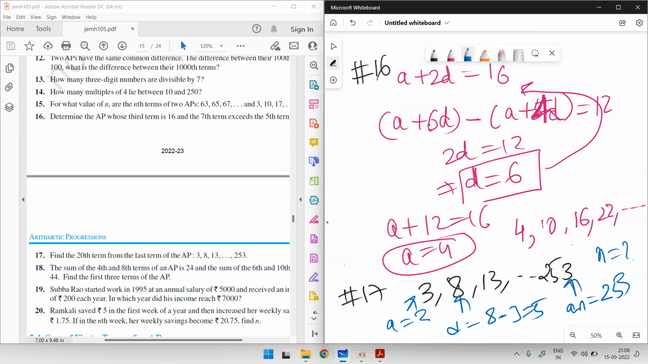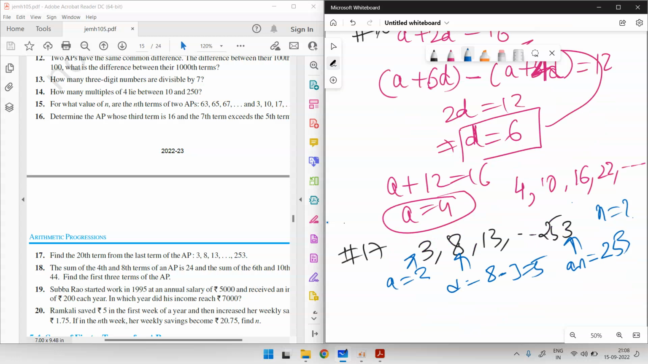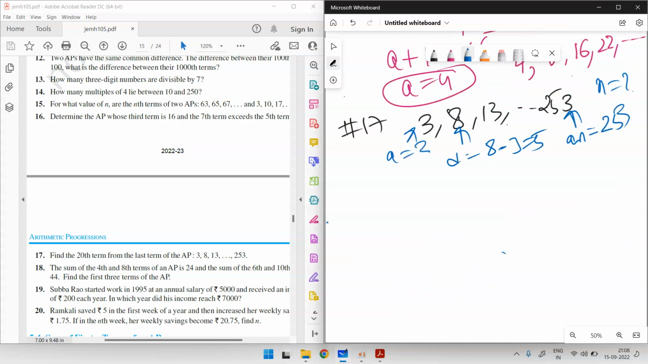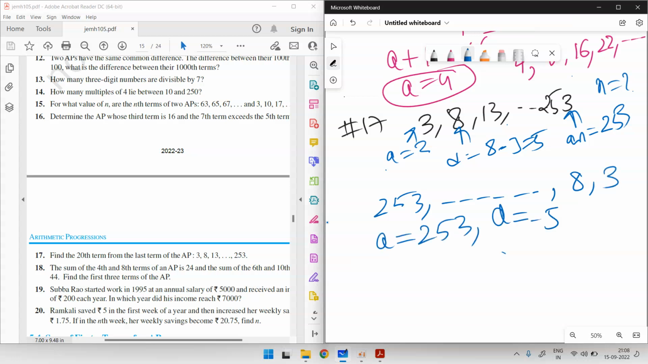So if you reverse the series, this is 253, and then some terms till 8, and 3. Now if you reverse the series, the new first term will be 253, and the common difference will change from plus 5 to minus 5. And the term you need to find is the 28th. So the value of n is 28.